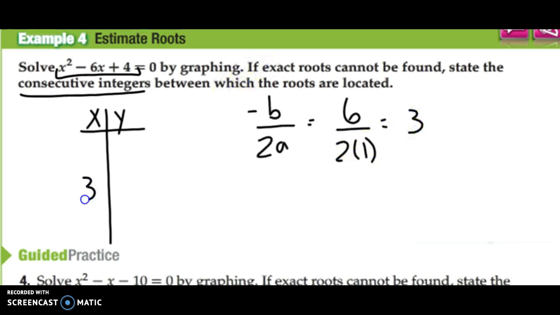So I want 3 in the middle. And I'll do, let's say, 3 below: 4, 5, 6. And I'll do 3 above: 2, 1, 0. And now I go to my equation. So x squared minus 6x plus 4. I go to graph and then to my table. And so I get 4, -1, -4, -5, -4, -1, and 4.